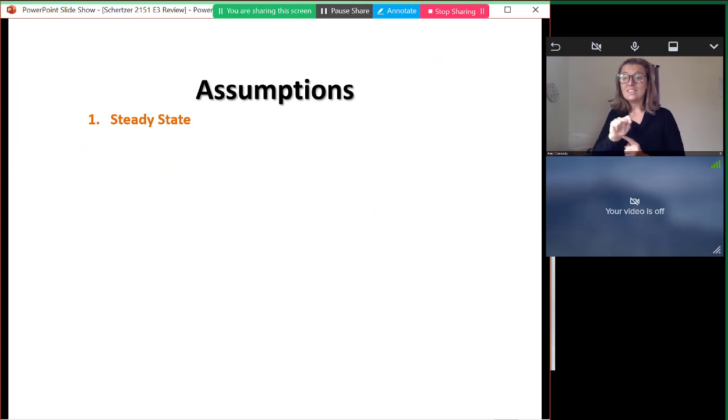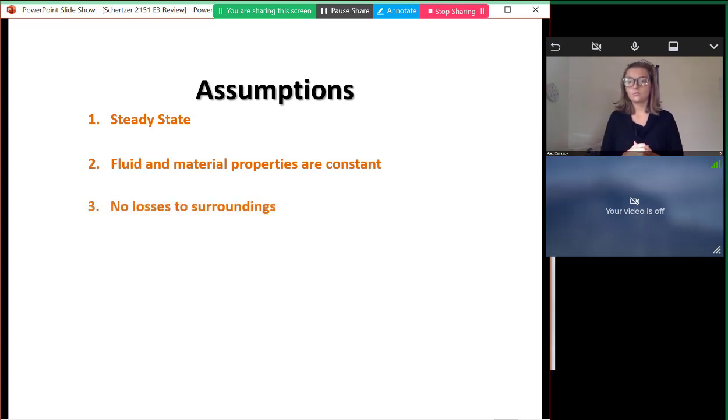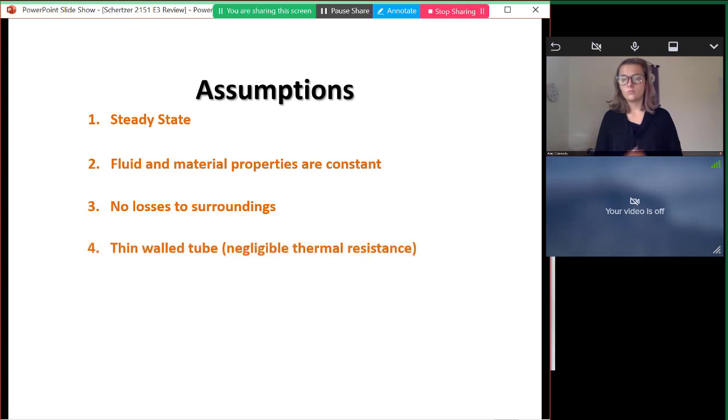So here we're going to assume that the problem is at steady state, that the fluid and material properties are constant, that there's no losses to the surroundings, at least for the first two parts, and that the tube is thin-walled, so that there's no thermal resistance from the tube. I guess part of this is also that there's no fouling on the interior or exterior surfaces of the tube.